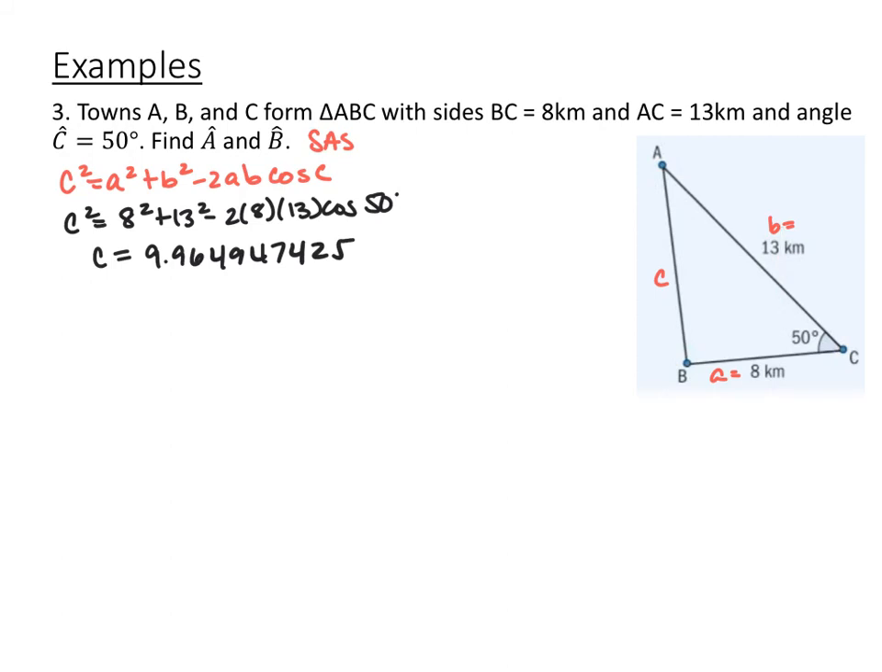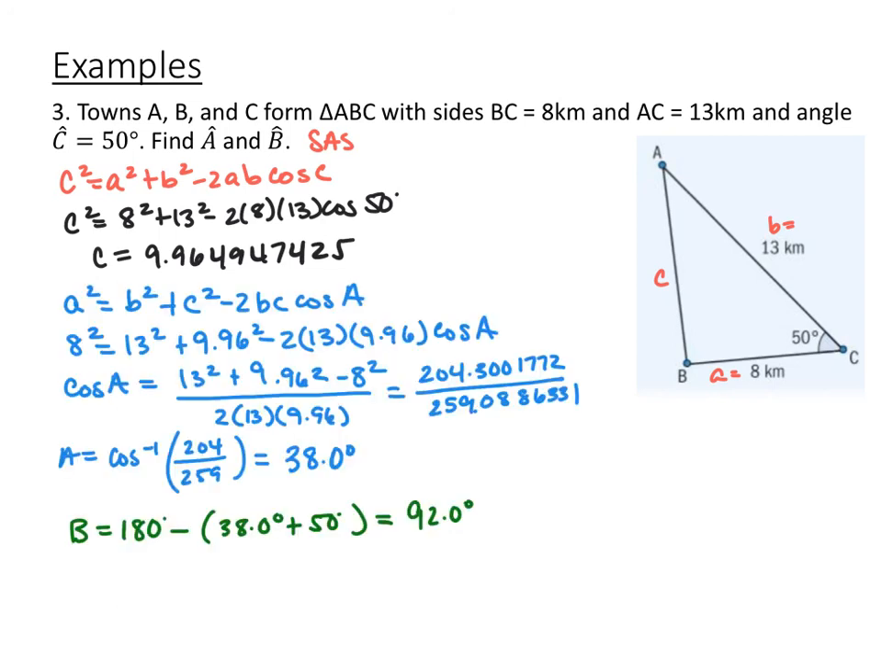Now we have all 3 sides. Now you can find your missing angles. So go ahead and pause the video and find your 2 angles. So I set up the law of cosines again, and I just chose to find angle A first. So I said A squared, which was 8 squared, is equal to B, which is 13 squared, plus c, we just found 9.96 squared minus 2 times 13 times 9.96 times the cosine of angle A. So I solved that for the cosine of angle A, and I simplified, and I got 204 over 259. So I took the cosine inverse of 204 over 259 and got 38.0 degrees.